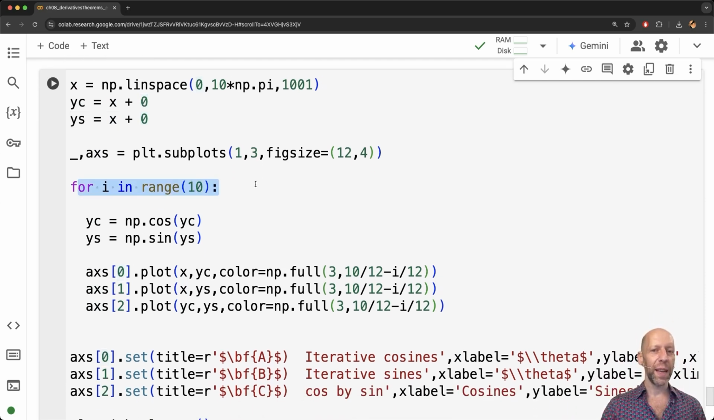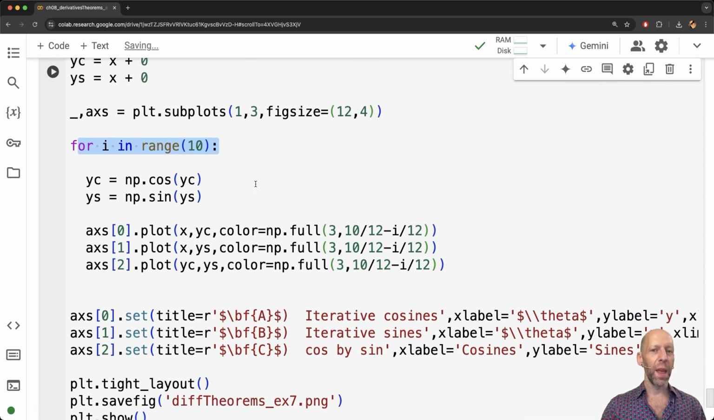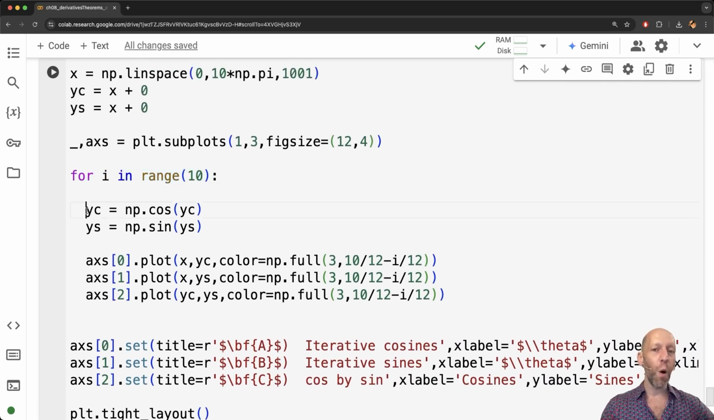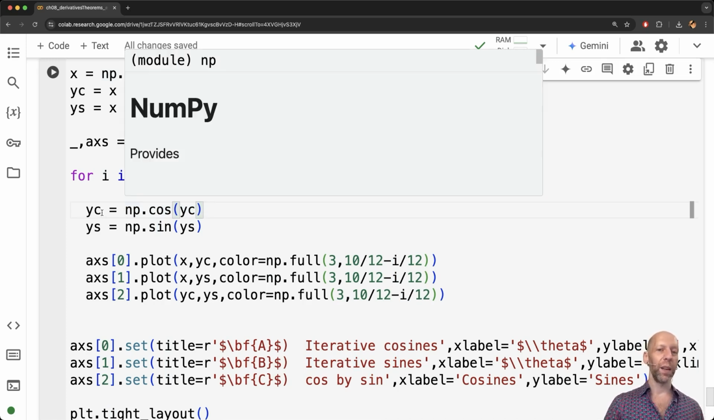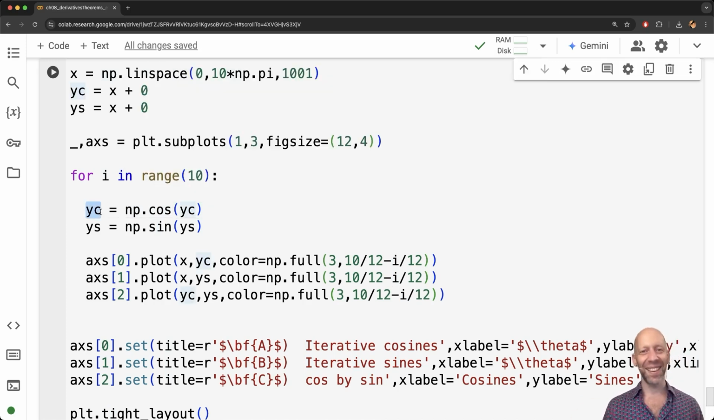Loop over 10 different iterations. And now you can see that I'm overriding the cosine and the sine function. So yc equals the cosine of yc. Now on the first iteration, on iteration 0, this is just going to be the cosine of these numbers here from 0 to 10 pi. And then on the second iteration, it's going to be the cosine of the cosine, and so on like this.